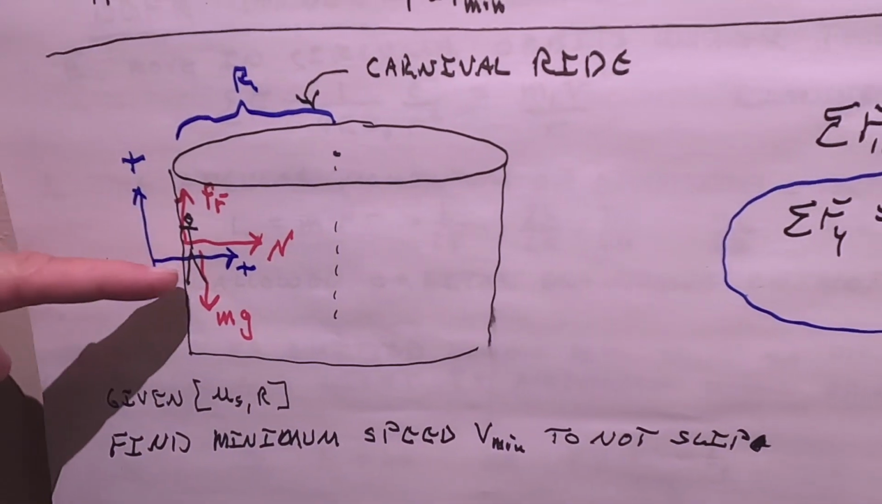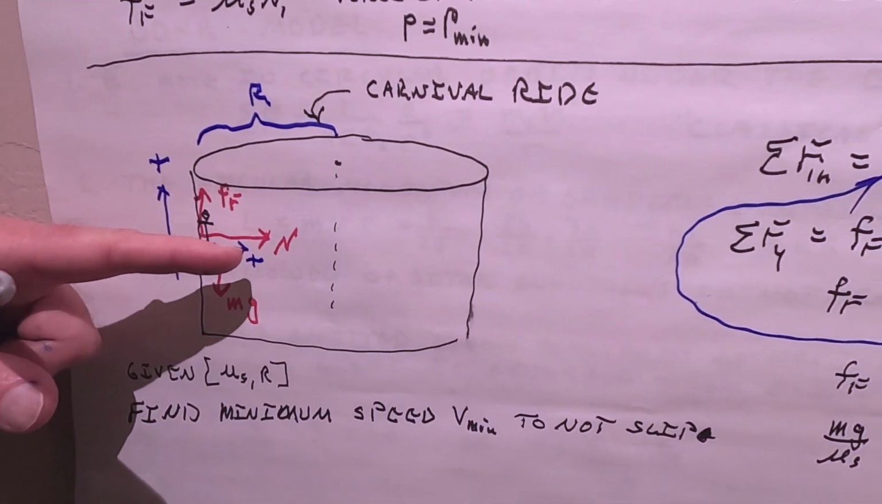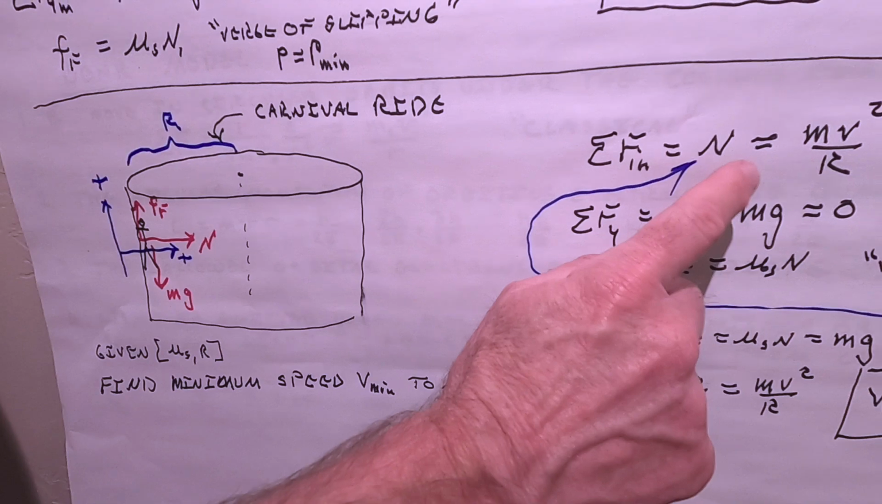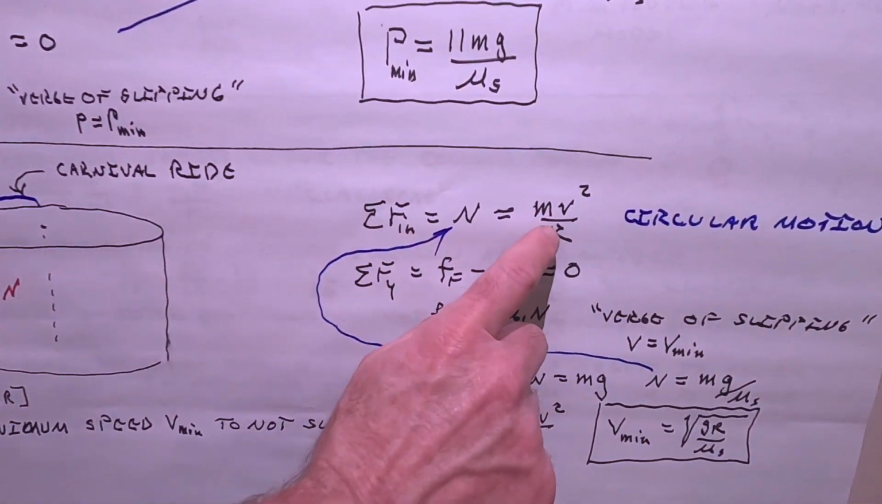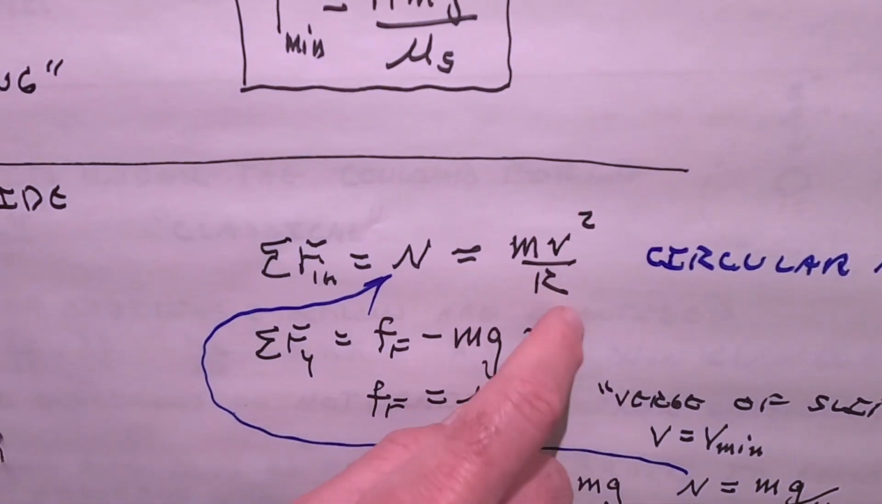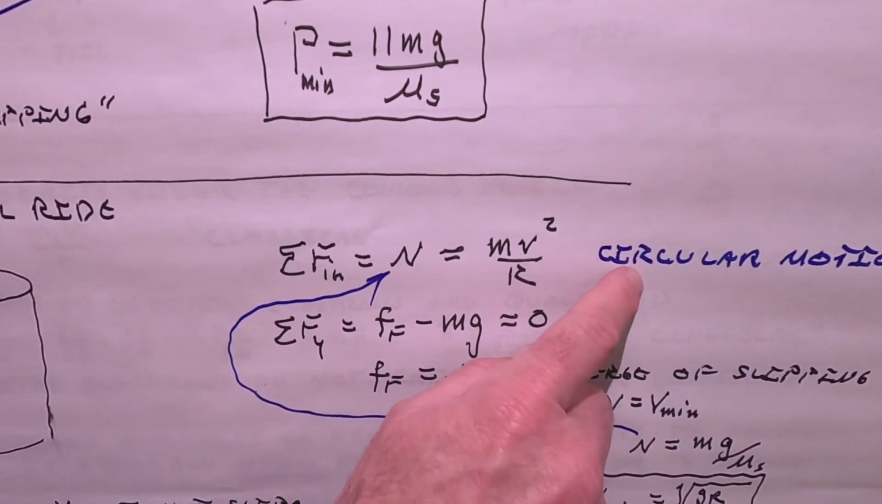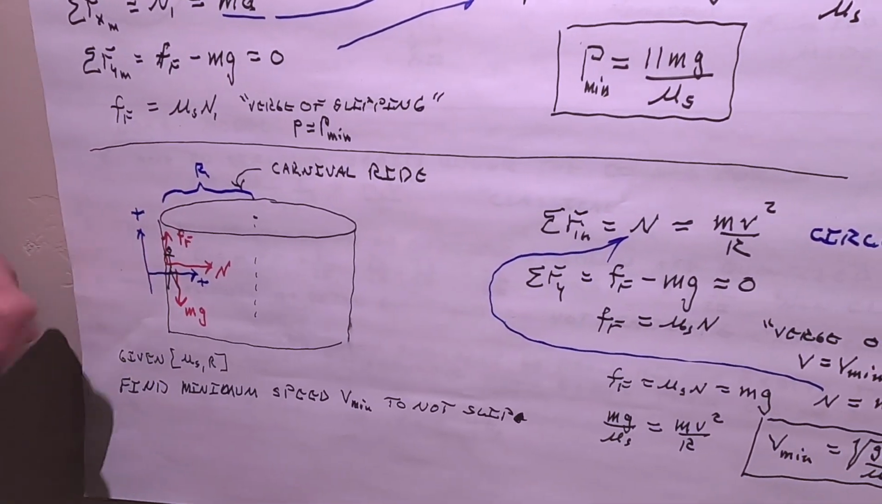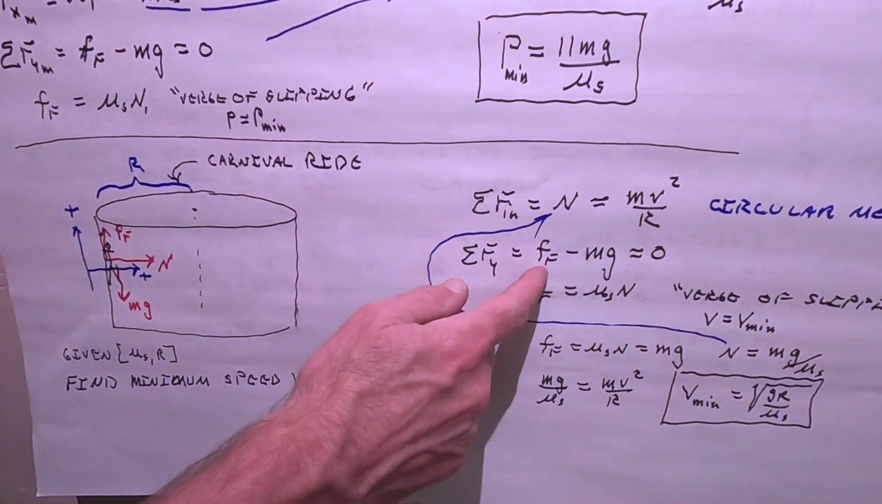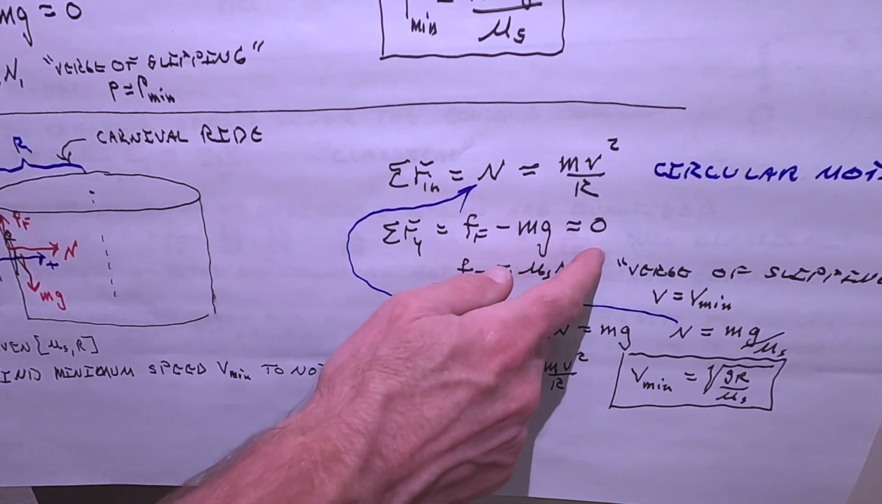So if we look at the sum of the forces in the inward direction, we just have our normal. That's it. There's our normal, it's the only one. And that equals, remember, when you're going in a circle, mv squared over r, circular motion right here. If we look at the forces in the y direction, we have the upward force, which is the friction, minus the mg, equals 0.